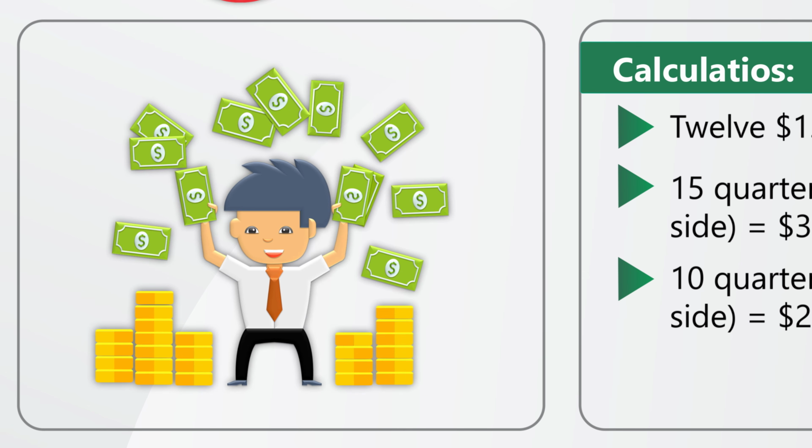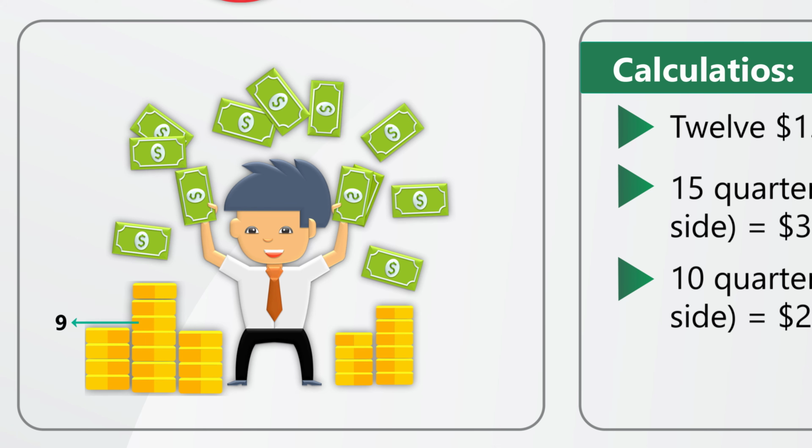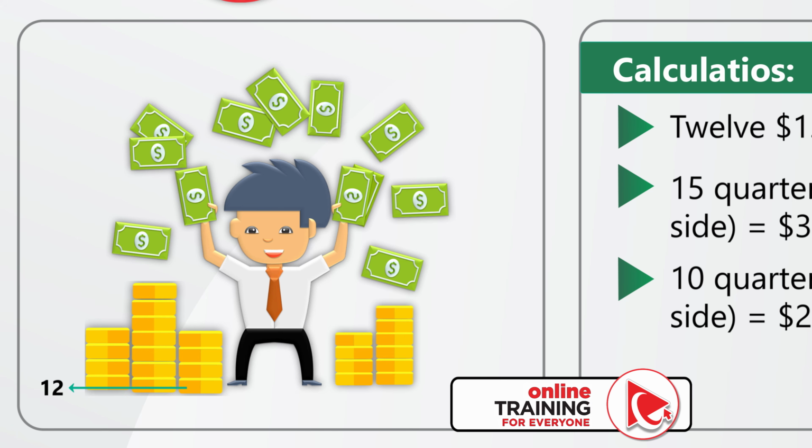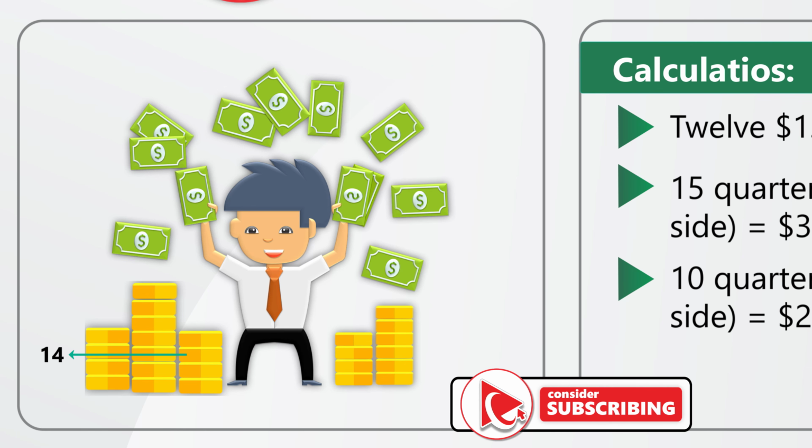Let's start with the dollar bills. 1, 2, 3, 4, 5, 6, 7, 8, 9, 10, 11, 12. Now let's do the same thing for the quarters. Let's start with the left side, which has 15 quarters. 1, 2, 3, 4, 5, 6, 7, 8, 9, 10, 11, 12, 13, 14, and 15.